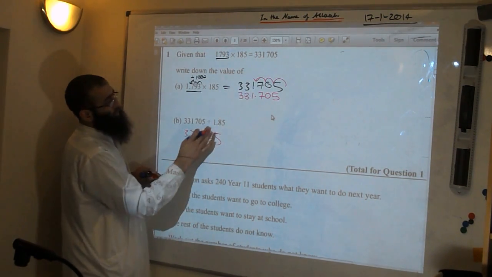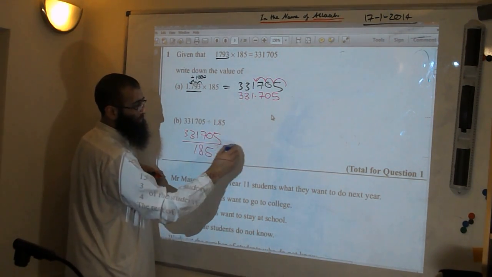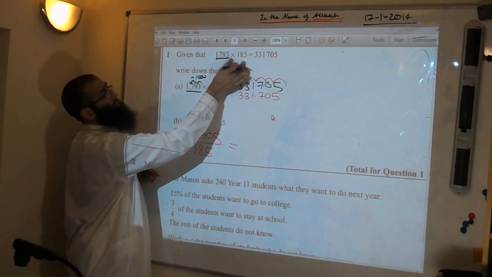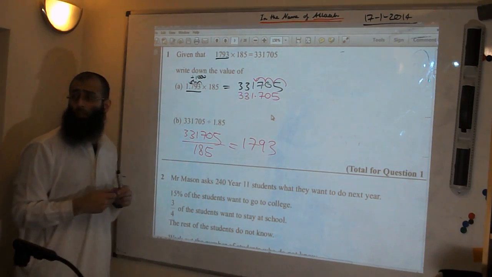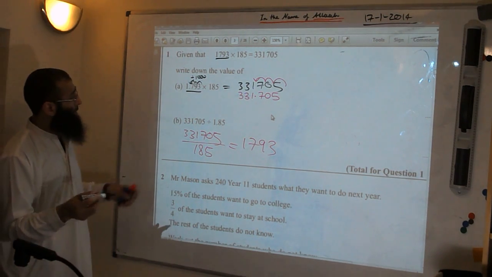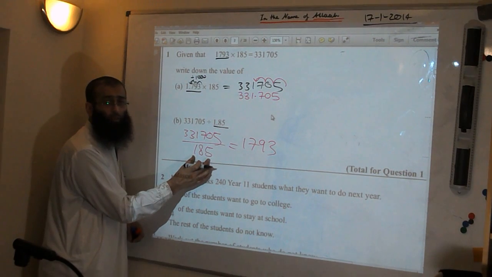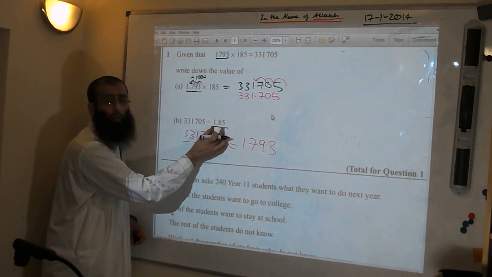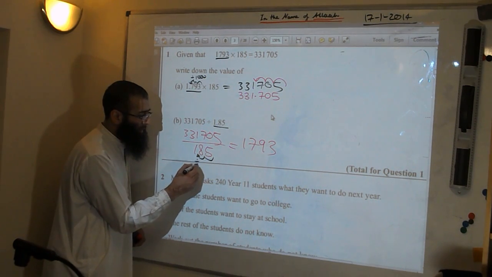Next question: 331705 divided by 185 is 1793, using the original values. So this number divided by this number would normally give you that. Are we happy with that, folks? That's the original calculation. Now, this second value that we're dividing by, it was originally 185, has now become 1.85. So they made this original value 100 times smaller.